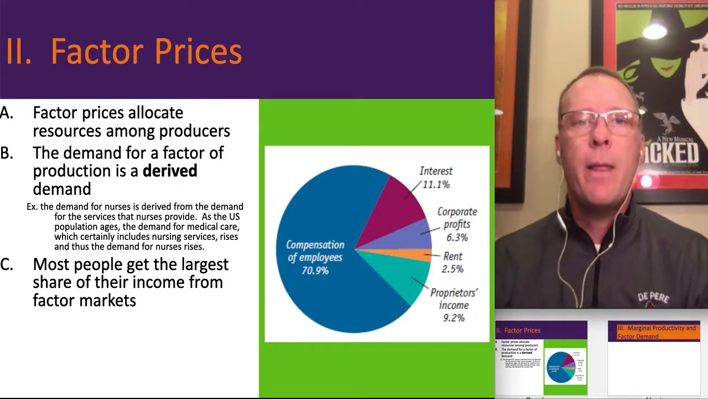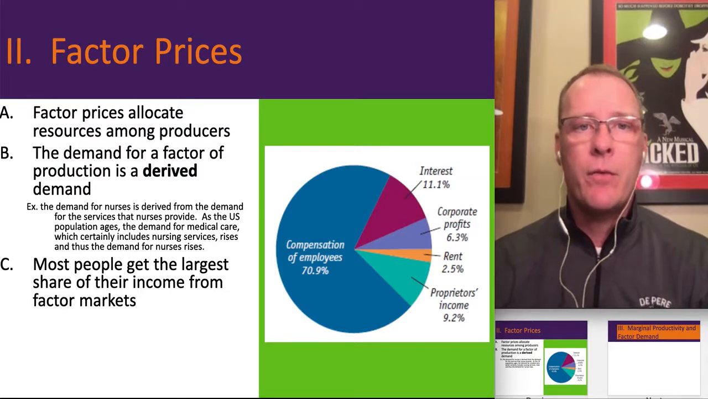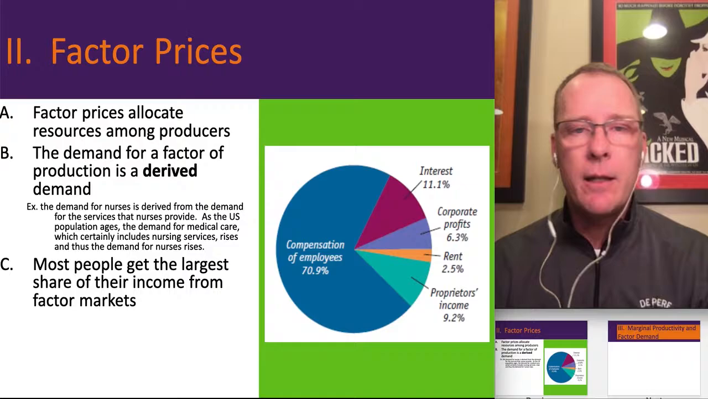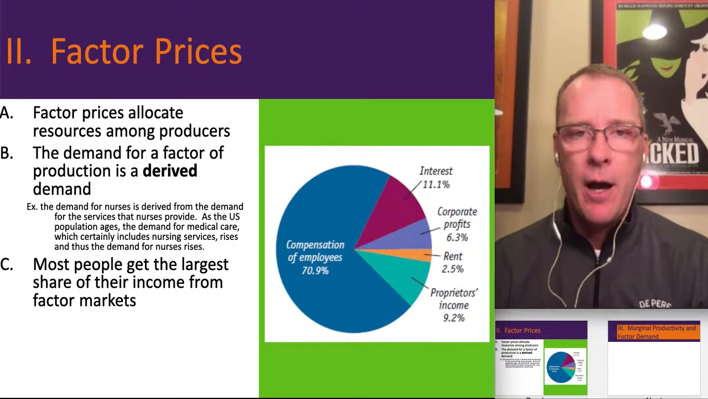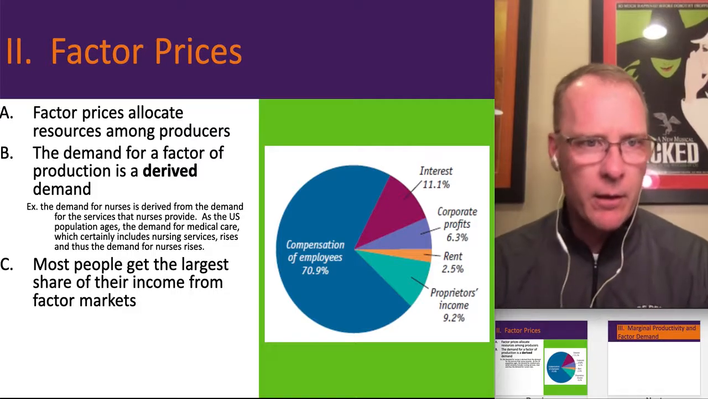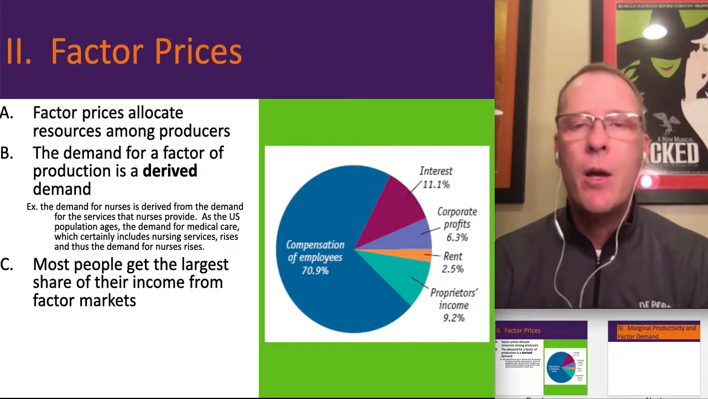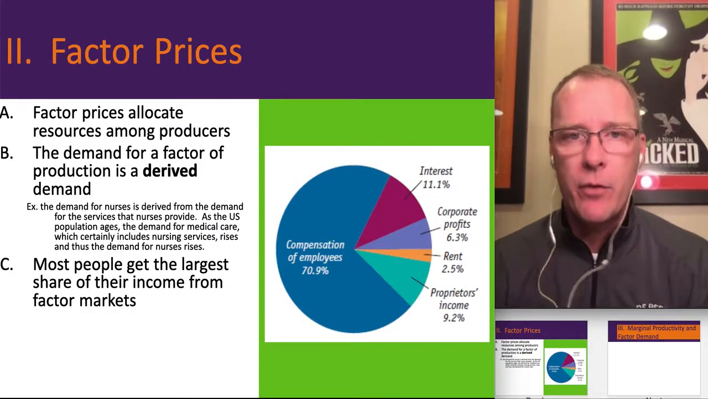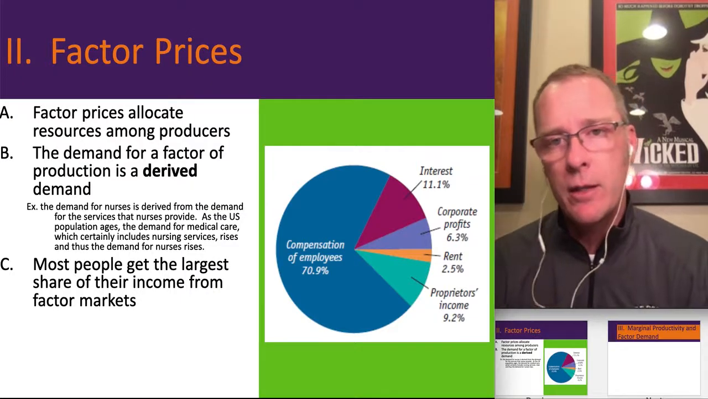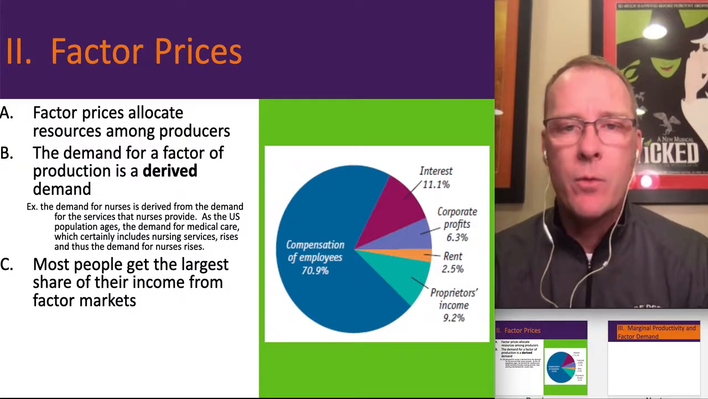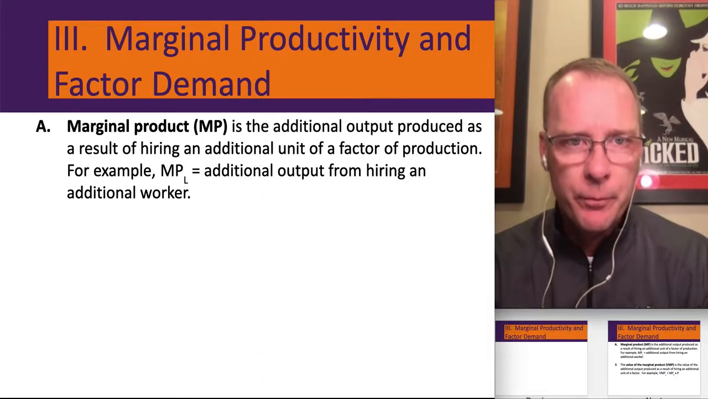So as you look at that, they say demand for a factor is a derived demand, meaning that you need that particular factor because there's something else that's causing that to happen. In the little example over there, it talks about nurses. We have demand for medical care, therefore you have to have a nurse. So demand for nurses is derived from the fact that you need medical care. So as you look at those things, that's where we're going with this particular section.